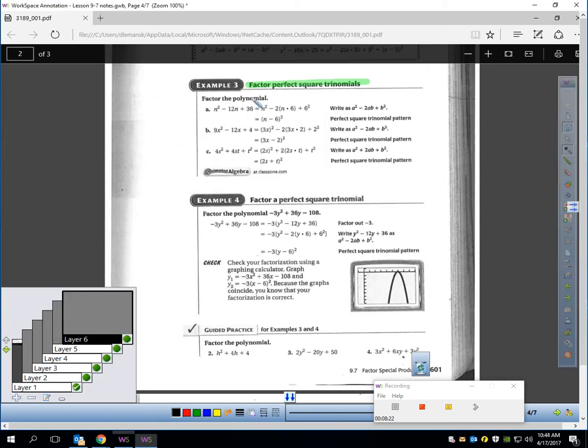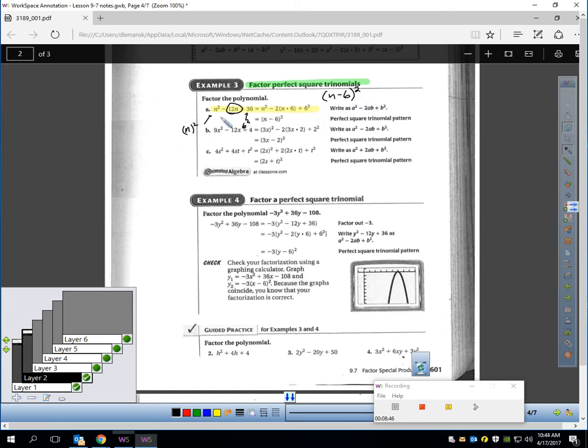Okay, let's try some. n squared minus 12n plus 36. Well, do you notice n squared is a perfect square, it's n being squared. 36 is a perfect square, it's 6 being squared, and if I take 6n and double, I get 12n. Okay, so from there, I would have n minus 6 being squared. Okay, n minus 6 squared is the proper factoring for this.